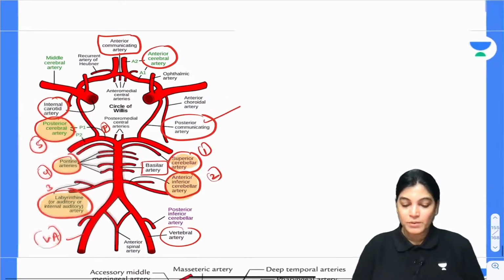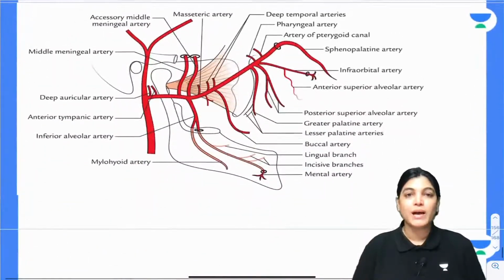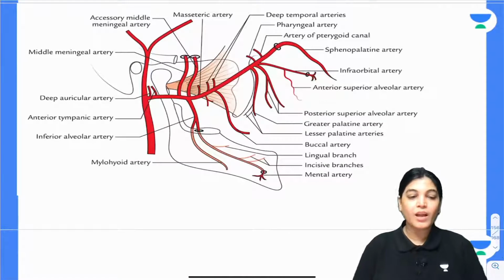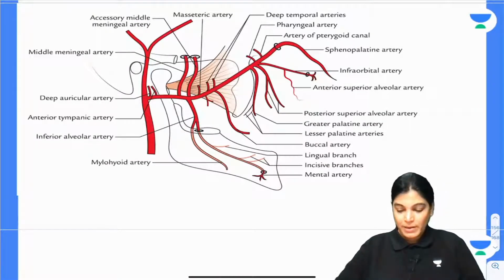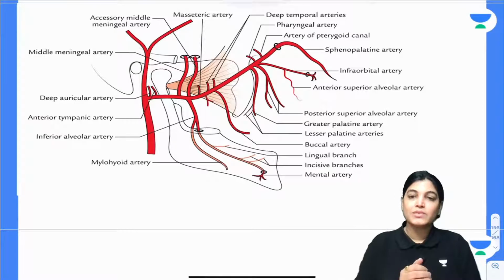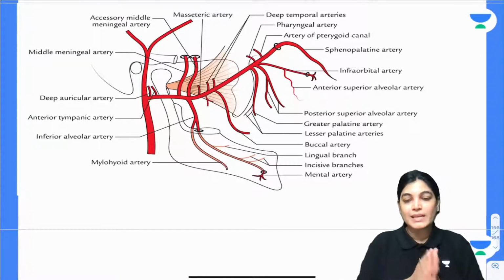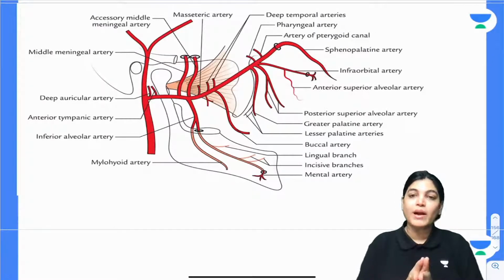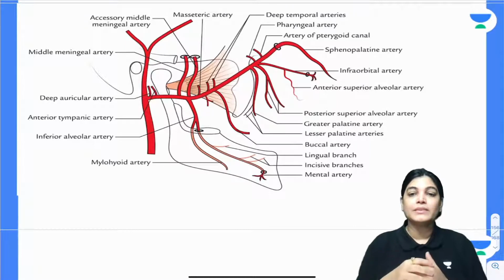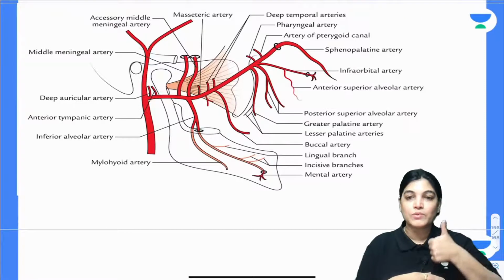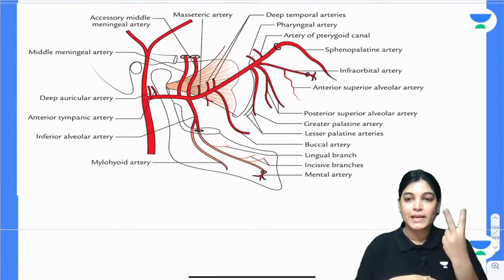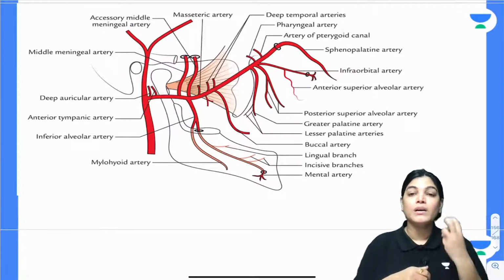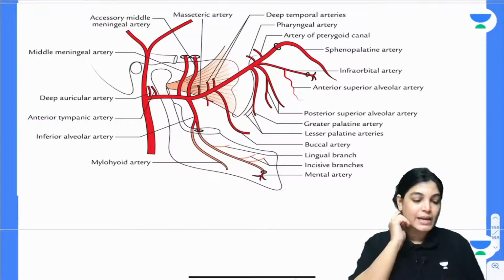But the question is about the maxillary artery, so let's quickly revise its branches. The maxillary artery has many branches. It is divided into three parts, first, second and third, by the lateral pterygoid muscle. The lateral pterygoid is the key muscle dividing the entire course of the maxillary artery into three parts. We have 5 branches from the first part, 4 muscular branches from the second part and 6 branches from the third part. It is important to understand all the branches.